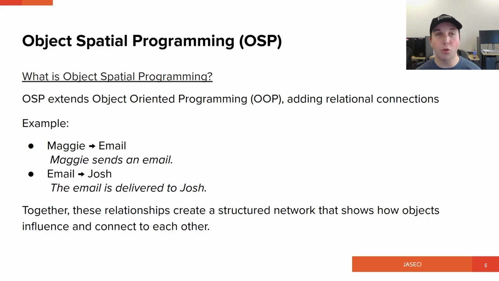But let's say you have two different instances of the same object, or the same class. Let's say you have two different people, or an email and a person. How do you represent that person A sent an email to person B, or in this case, Maggie sent an email and then the email is delivered to Josh? These relationships are not super intuitive to design in object-oriented programming, but object spatial programming makes it really easy to navigate and to make a knowledge graph such as this.